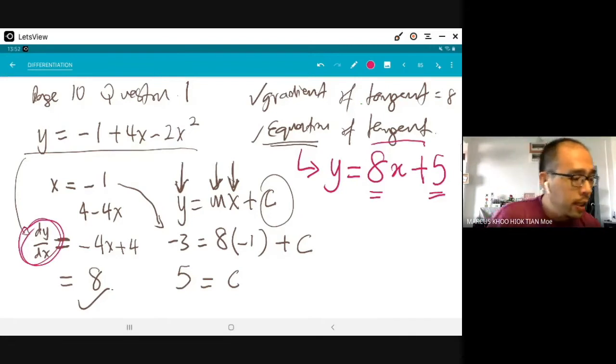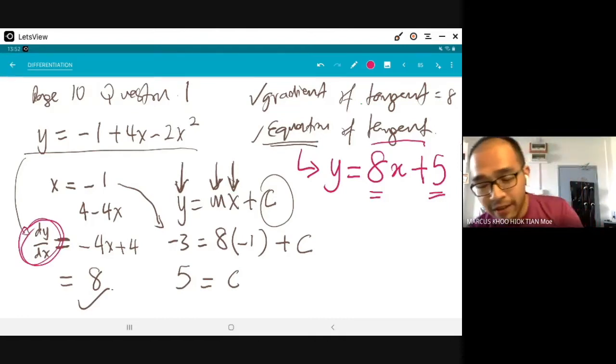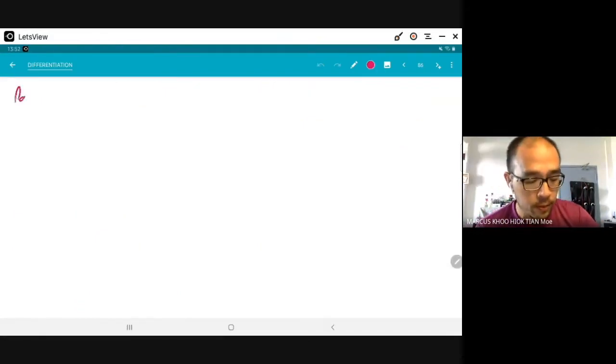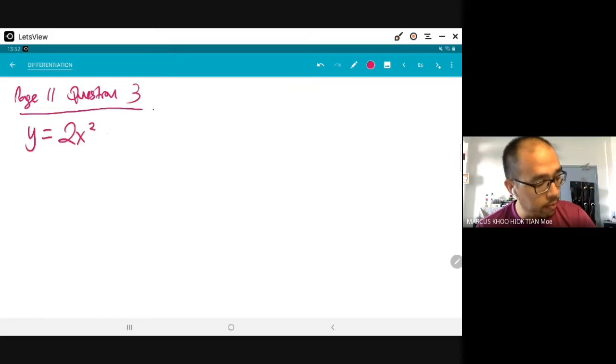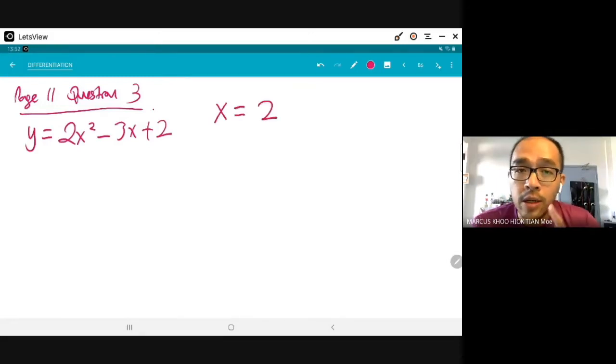Okay, so let's try another one. Now I want to go to page 11. Okay, page 11, question number 3. The equation is y equals to 2x squared minus 3x plus 2. Tapi dia hanya bagi tahu x is equals to 2. Okay, question is, do we have enough information to find the equation of the tangent or not?